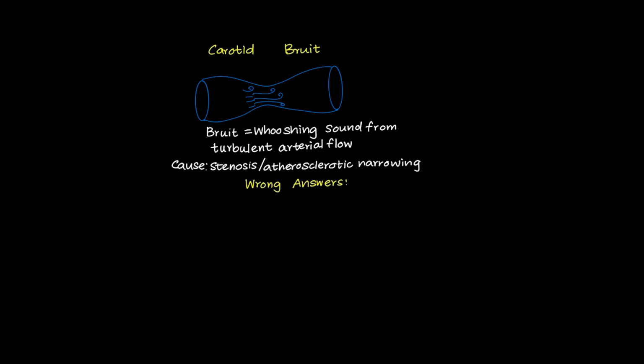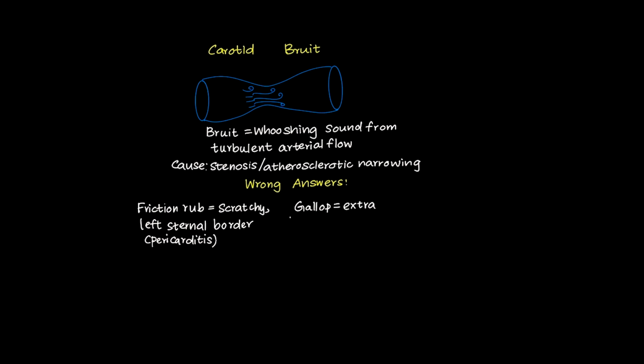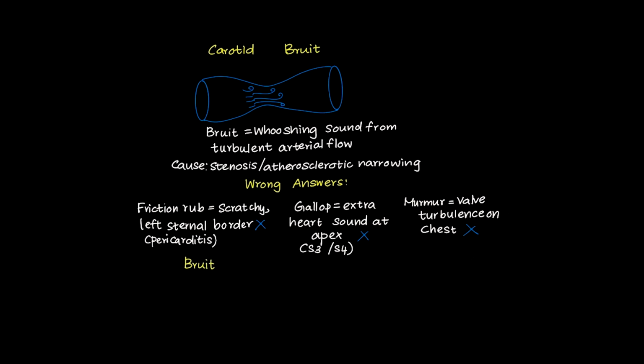A pericardial friction rub is a scratchy sound you hear at the left sternal border, and it's associated with pericarditis, inflammation of the sac around the heart. Completely different location and sound quality. A ventricular gallop is an extra heart sound, an S3 or S4, heard at the heart apex during cardiac auscultation. It's not a whooshing sound over a peripheral artery. A heart murmur comes from turbulent flow across heart valves, heard over specific valve areas on the chest, not over the carotid in the neck. The key distinction: bruits happen in arteries, murmurs happen at valves.